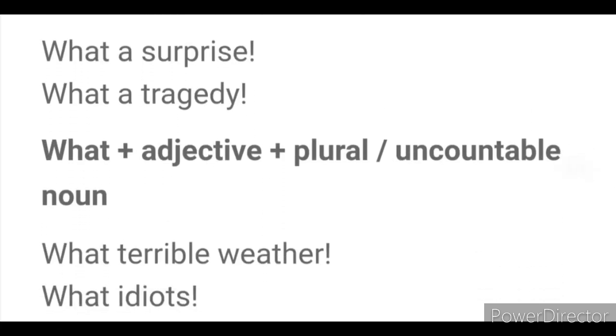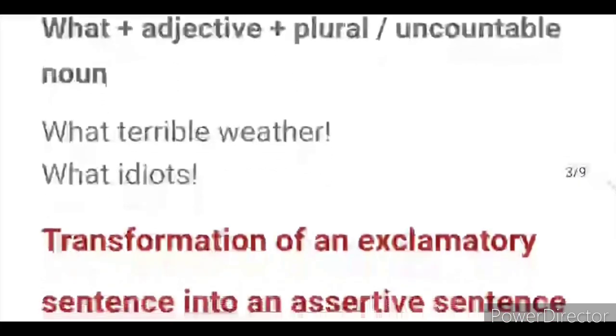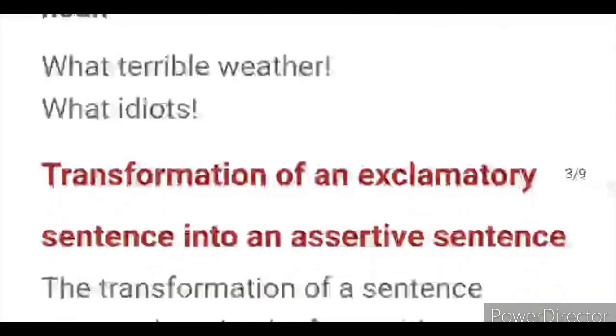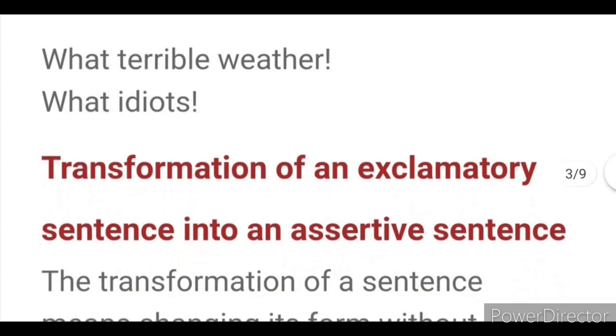Then what plus adjective plus plural or uncountable noun. It can be either a plural noun or it can be an uncountable noun. Example, what terrible weather. Weather is an uncountable noun. Terrible is adjective and what is the starting word. What idiots. So next is transformation of an exclamatory sentence into an assertive sentence.